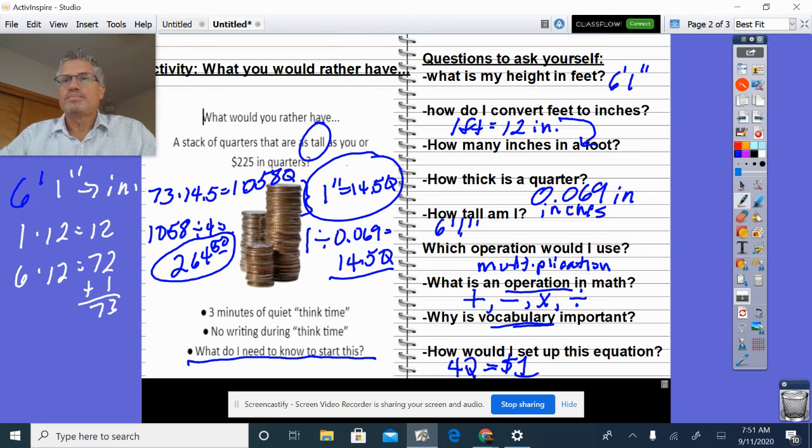And then take and divide that number by 4, and you'll find out how much money you have, and then to see which is the better way to go.